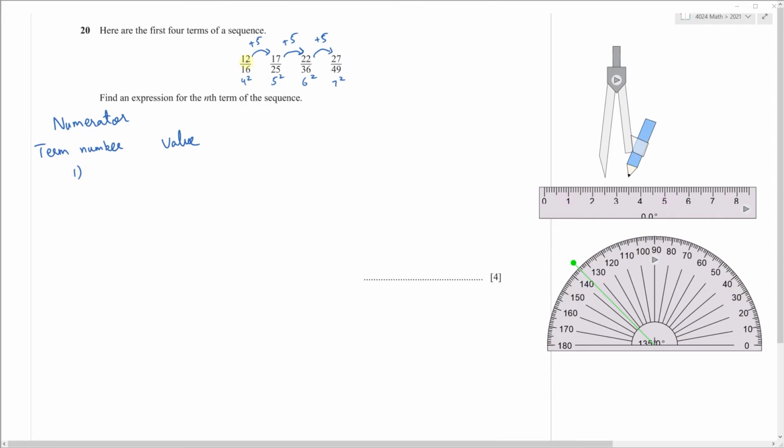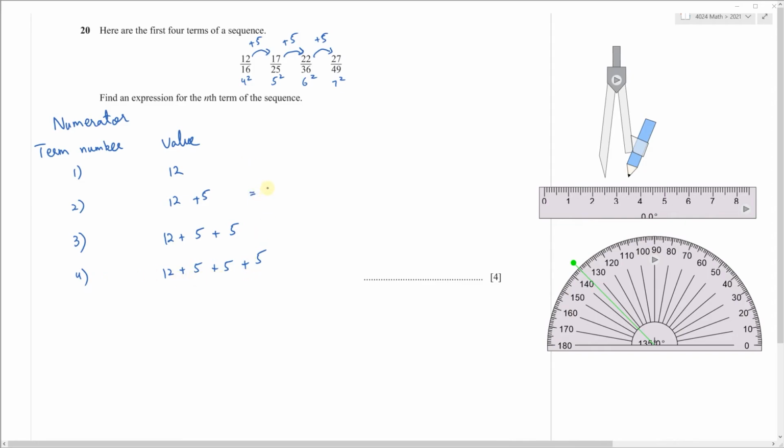So let's look at the first term. First term is 12, value is 12. Second term is 17, which is 12 plus 5. Third term is 22, which is 12 plus 5, 17 plus another 5. Fourth term is what? 27. Which is 12 plus 5 plus 5, which is 22, and then plus another 5. So now if you look at this pattern, you're adding 5 each time. So how many 5s are you adding? For the second term, you're adding 5 once. For the third term, you're adding 5 2 times. For the fourth term, you're adding 5 3 times.